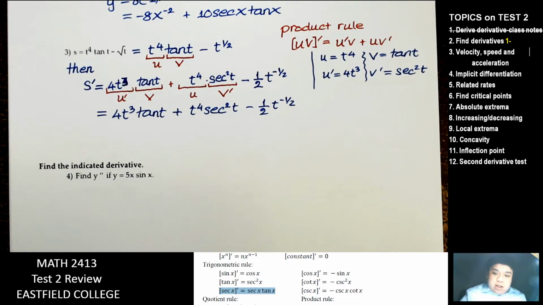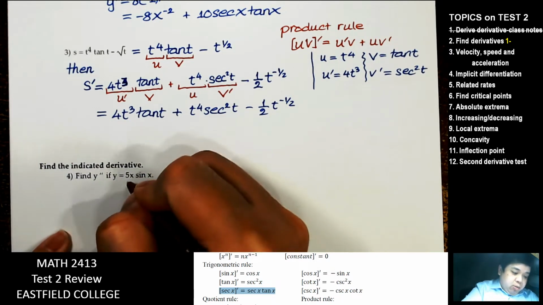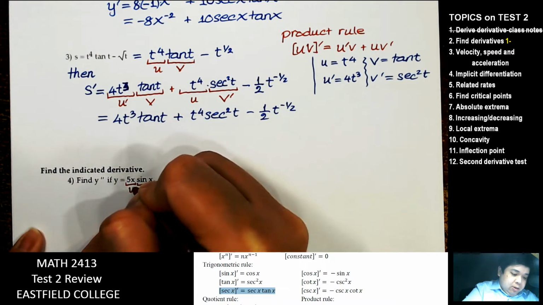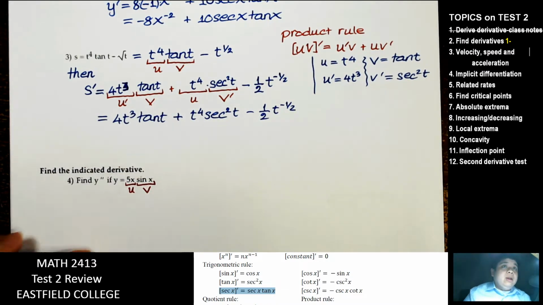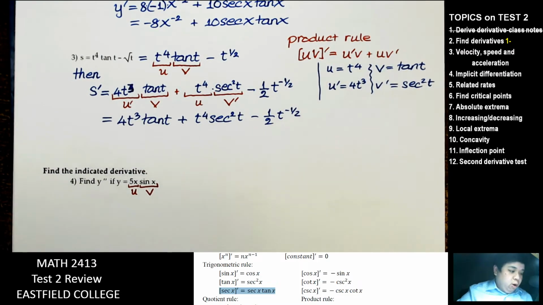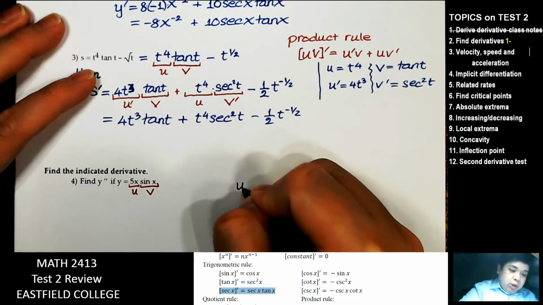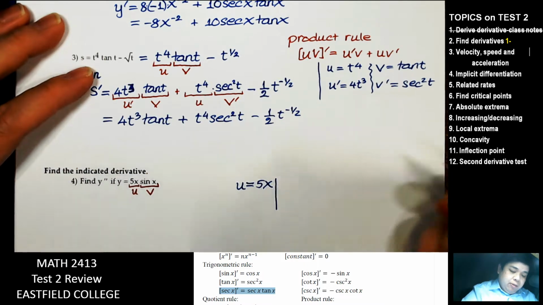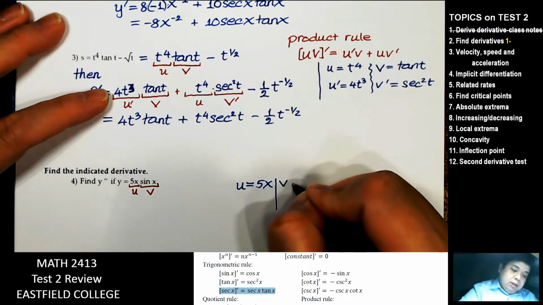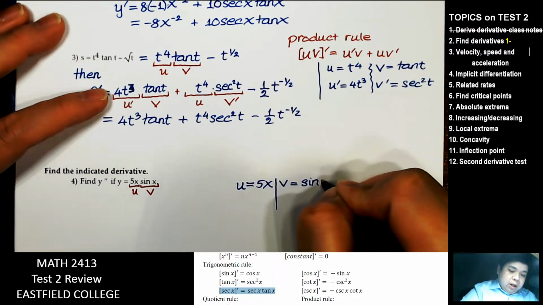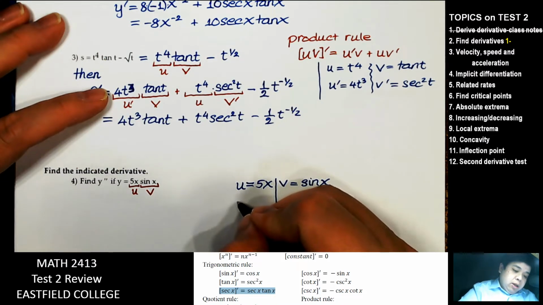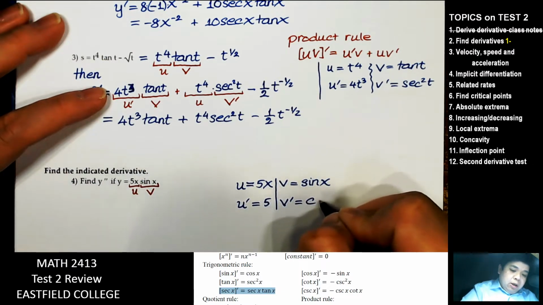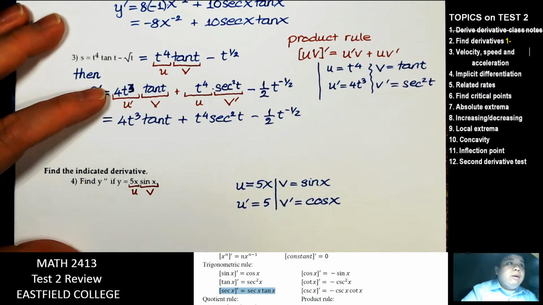derivative. This is also obvious. It's a product rule. And the formula is still that, so I'm not going to write the formula again. We just need to write u equal to 5x and v sine x. U prime is 5, v prime is cosine x, right?